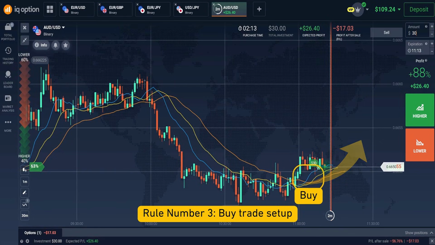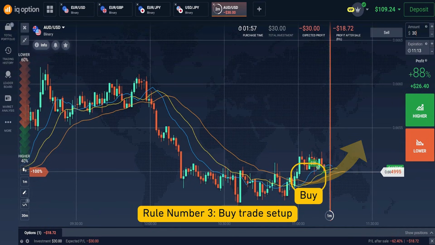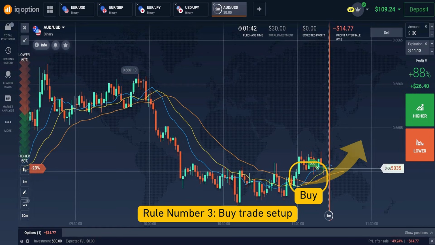Rule number 3. Buy trade setup. Here's your complete checklist for entering a buy trade. First, wait for the 3 alligator lines to cross each other. After the cross, the lips, that's the green line, must move above the other 2 lines. Next, watch for the 3 lines to start opening up and moving upward together. This shows the alligator is waking up into an uptrend. Now, wait for the current candle to close as a bullish green candle. This is your confirmation. Once you have all these conditions, enter your buy trade at the opening of the very next candle. Set your expiry to 5 minutes, and you're in.